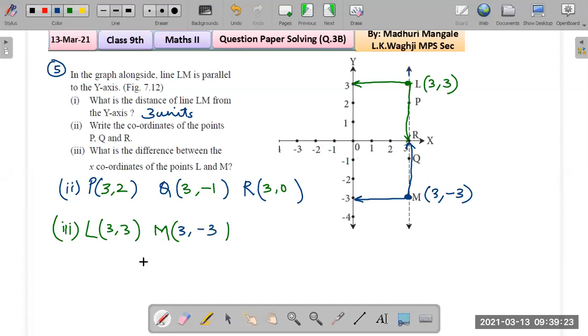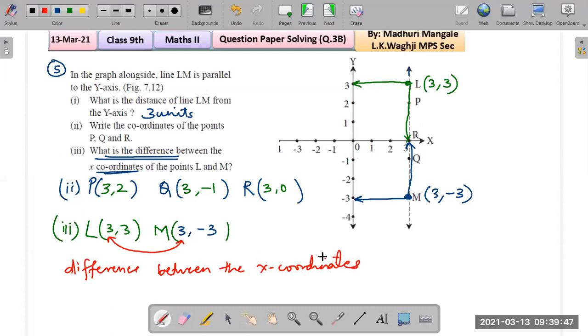Now look at the question. The question says, what is the difference between the x coordinates? What are the x coordinates, students? Just look at the x coordinates. These are the x coordinates. So the difference between the x coordinates is equal to 3 minus 3. We are subtracting the x coordinates. For this it is 3. For the second it is also 3. We are just subtracting. And what would that equal to? That is equal to 0.